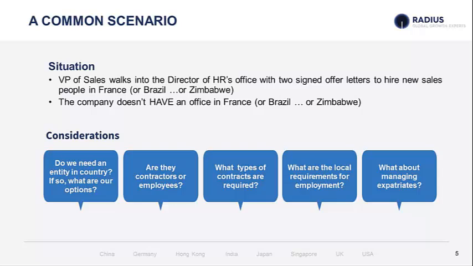And regardless of whether they are employees or contractors, what types of contracts are going to be required? In addition, the head of HR should think about what are some of the local requirements for employment, and we'll talk about how different situations impact the employer. Last piece is, what about managing expats? If you're sending folks from the U.S. to any of these countries, what are the implications in that scenario? So these are just some other considerations the head of HR should have as they contemplate overseas expansion. Next.